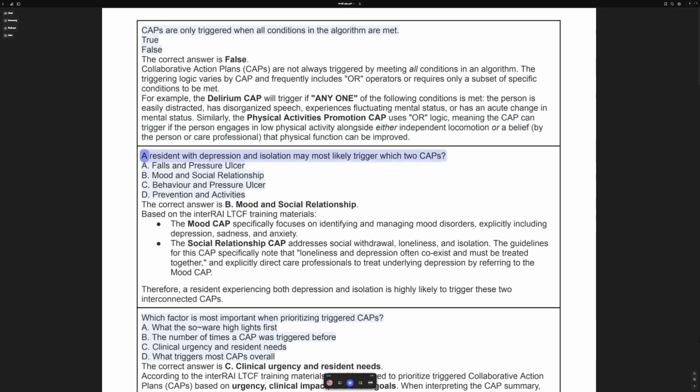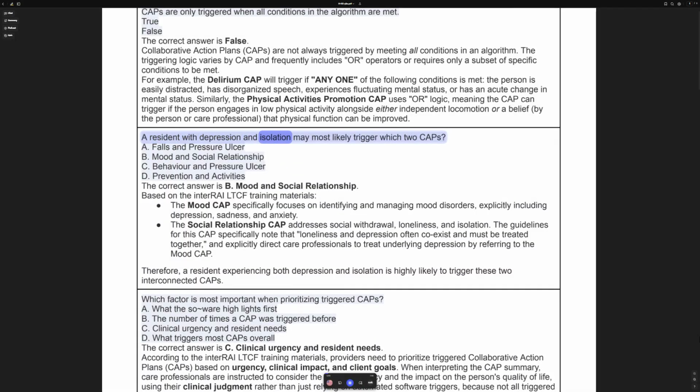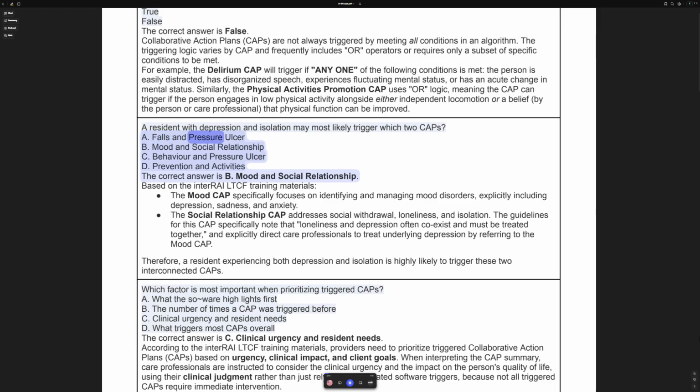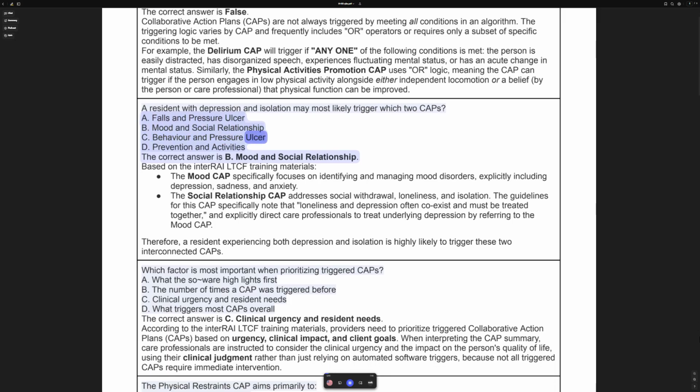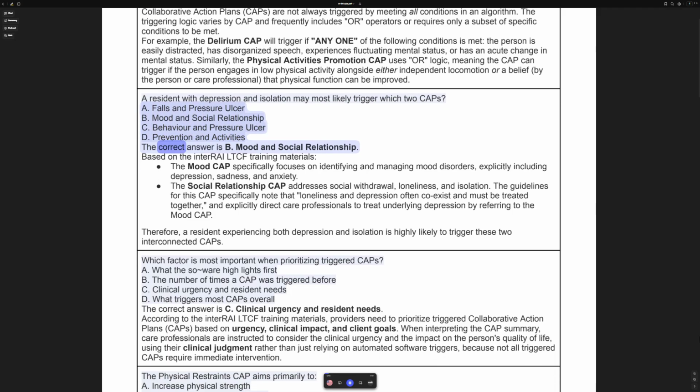improved. A resident with depression and isolation may most likely trigger which two CAPs? A. Falls and pressure ulcer. B. Mood and social relationship. C. Behavior and pressure ulcer. D. Prevention and activities. The correct answer is B.